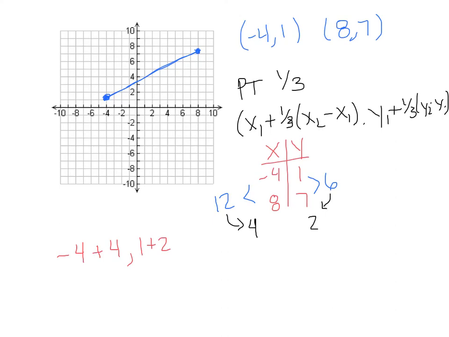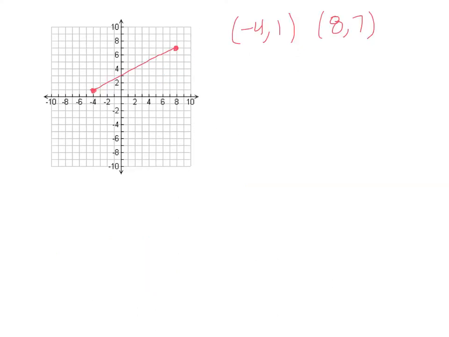So negative 4 plus 4 is 0, and 1 plus 2 is 3. So 0, 3 is the point that is 1/3 the distance between the first endpoint and the second endpoint. So if we look at that on our graph, I have 0, 3. Yeah, that looks like it's about 1/3 of the way along.